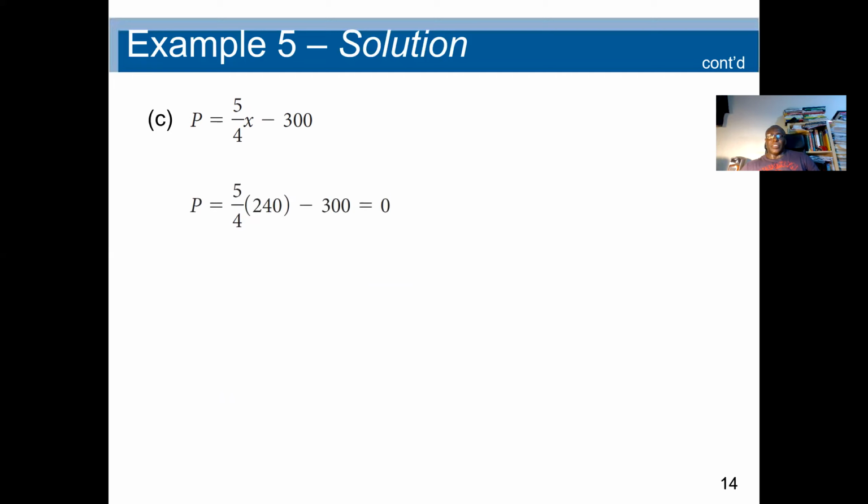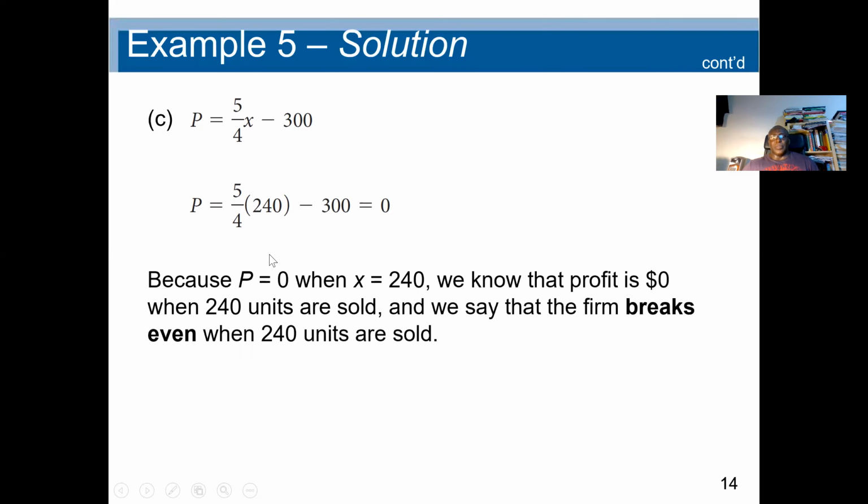Now, C said, okay, if we know the profit, what if we have 240 units? What will be the profit? So we just plug in the value, and then we solve it. Here the p equals 0. Why? Because we can see 4 can go into 240, it will be 60. 60 times 5 is 300. So 300 minus 300 is 0.